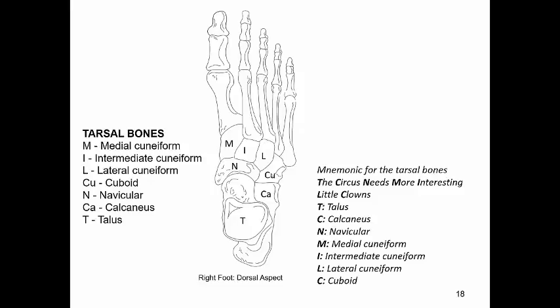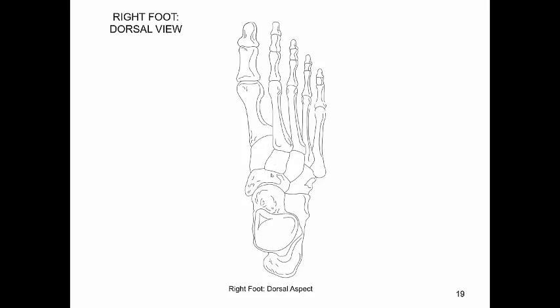As we move into the foot, we find the 5 metatarsal bones, and then in the toes we have 3 phalanges, proximal, middle and distal, with the exception of the big toe, which just has a proximal phalanx and a distal phalanx. There are many articulations found in the ankle and foot.